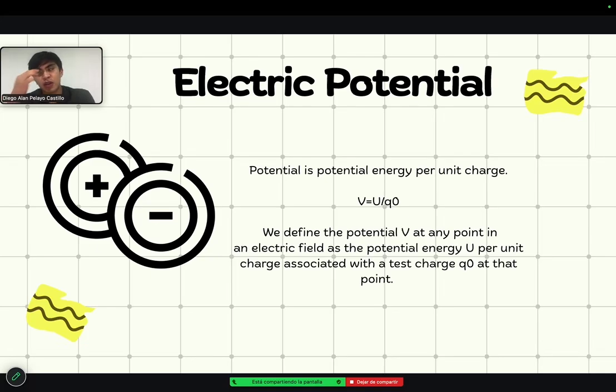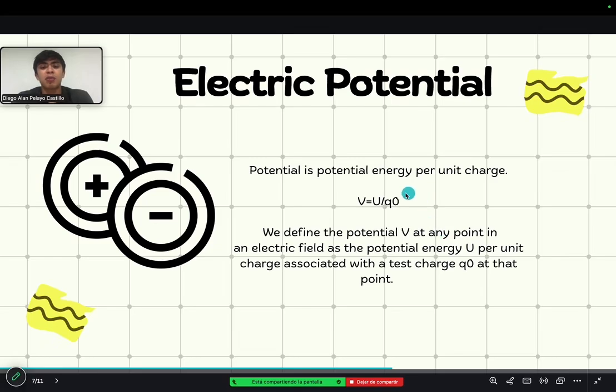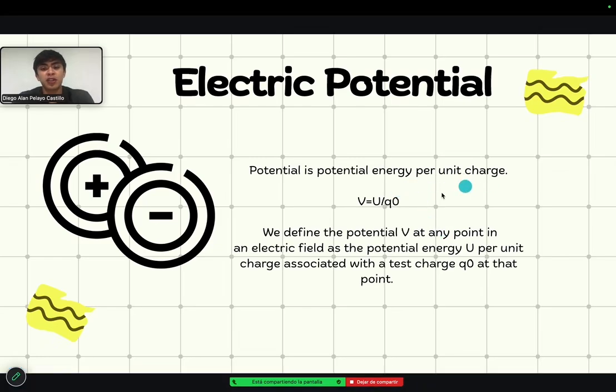And next up, I have the electric potential. First, I would like to define what potential is. Potential is potential energy per unit charge, which is this formula right here. We can define potential V at any point in an electric field as the potential energy U per unit charge associated with the test charge Q0 at that specific point.